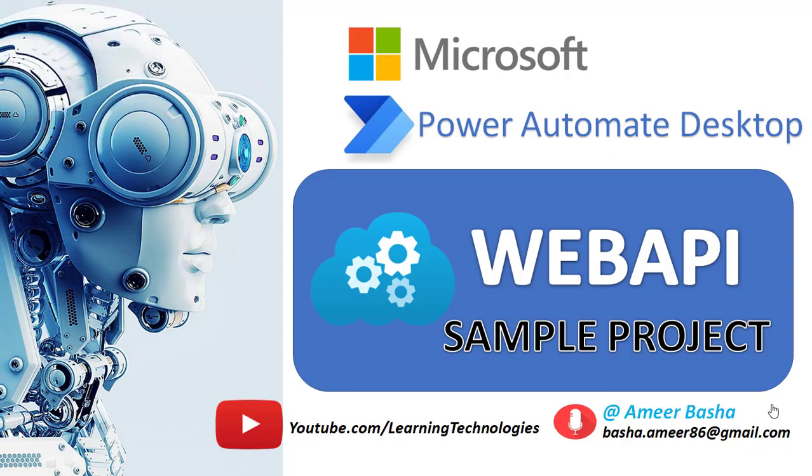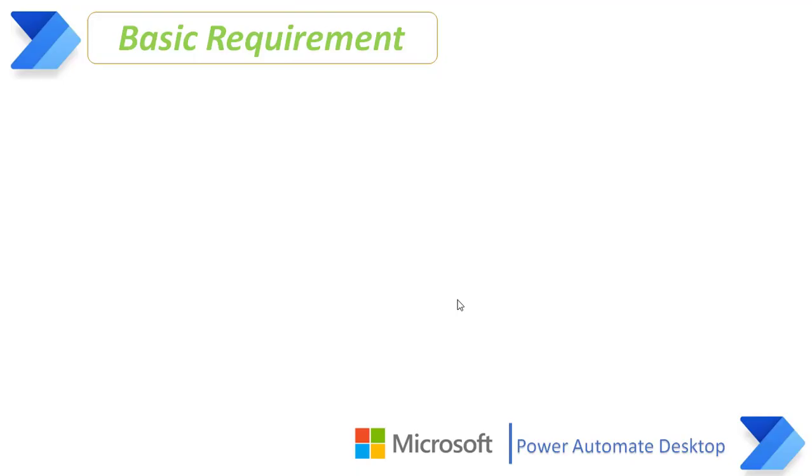In this tutorial, I will explain a sample web API project which we are going to use in the invoke web services action as part of Power Automate desktop. Before that, we have the basic requirements to work with the invoke web service action. What are the basic requirements?